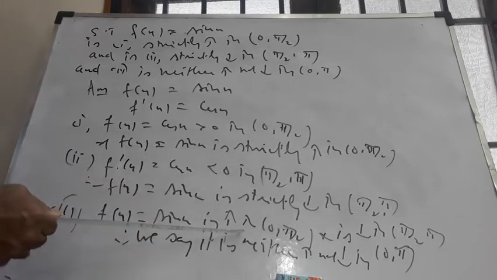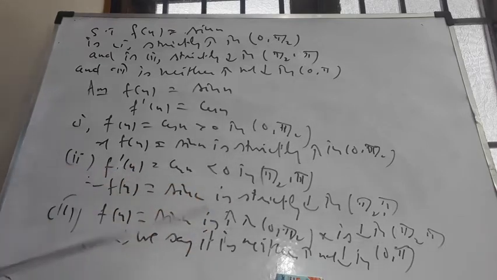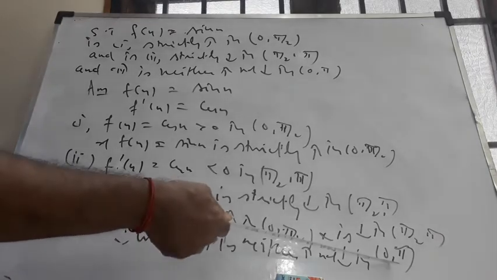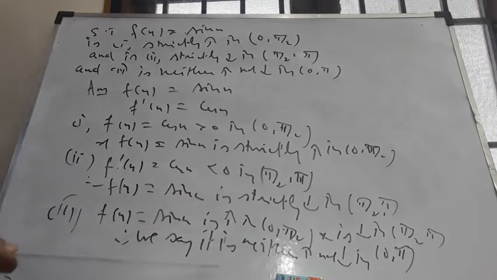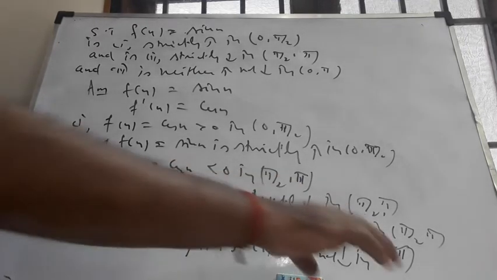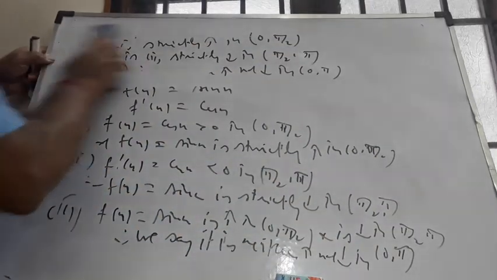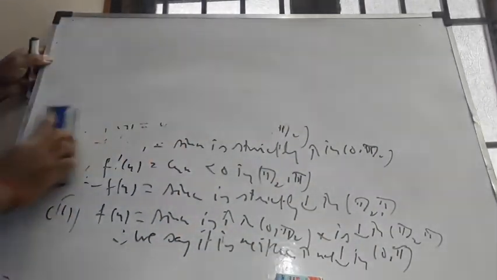Therefore, the first quadrant is increasing, second quadrant decreasing. Therefore, it is not increasing throughout 0 comma pi, nor decreasing throughout 0 comma pi. Therefore, we call it neither increasing nor decreasing in the interval 0 comma pi. That's the way it's being done.